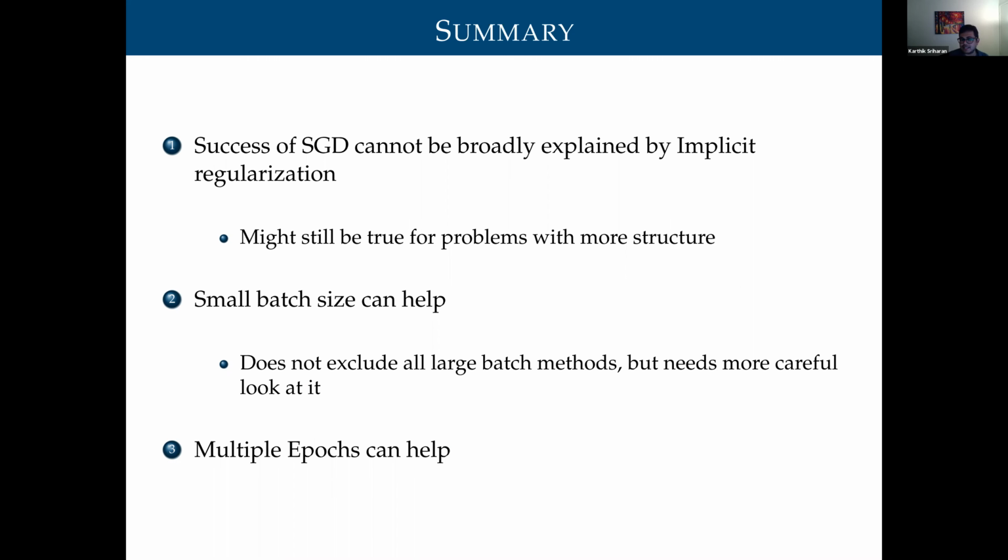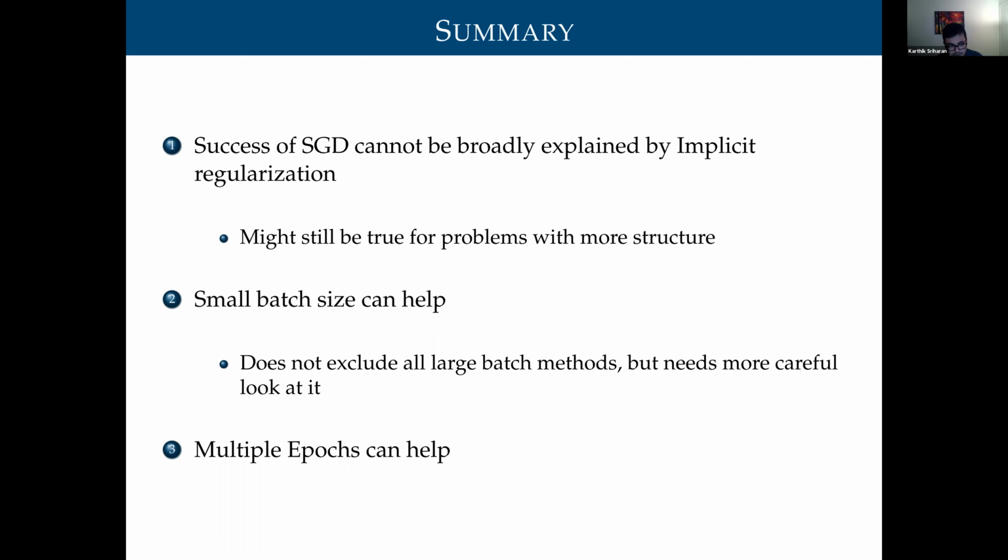The second point is that small batch size can help. Of course, this does not necessarily exclude all large batch methods, but at least it says that with vanilla gradient descent you need to be a little more careful, or at least there are problems where vanilla gradient descent can be inferior to vanilla stochastic gradient descent. And then, multiple epochs do help.